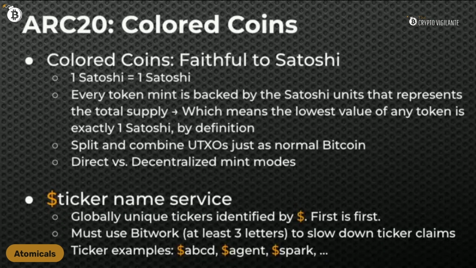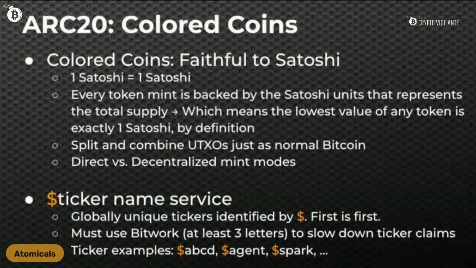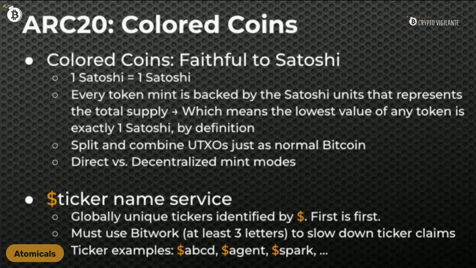Okay. Here we introduce, shifting gears a bit from NFTs to colored coins, ARC-20, the colored coins that are truly faithful to Satoshi. And we humbly say that if Satoshi were to create colored coins, he would do it this way because 1 Satoshi equals 1 Satoshi. Every token mint is backed exactly by the Satoshi units that represent the total supply, which means the lowest value of any token is exactly 1 Satoshi by definition.